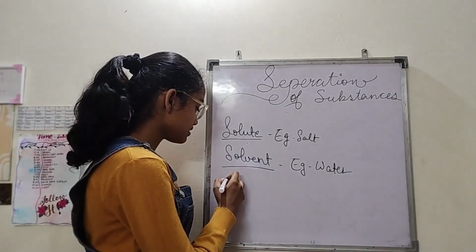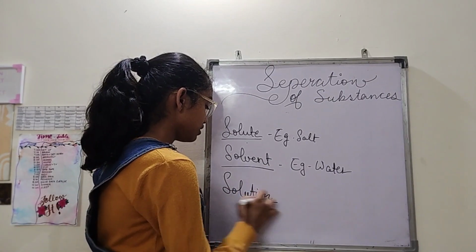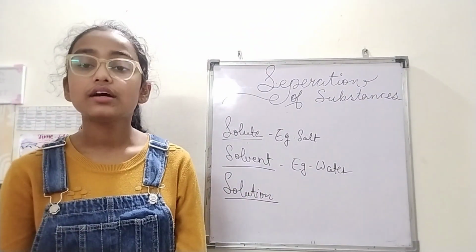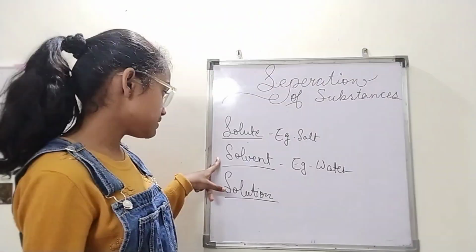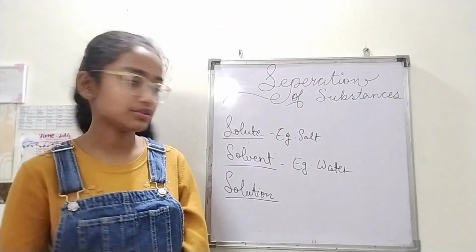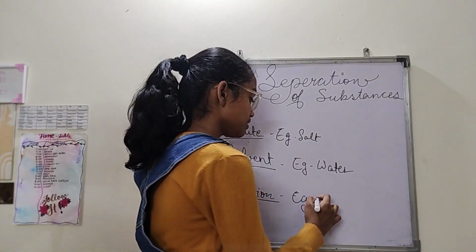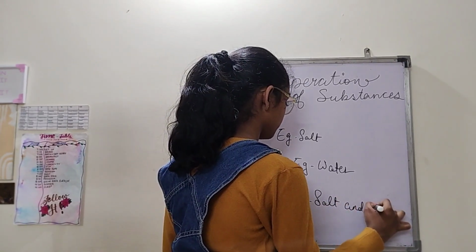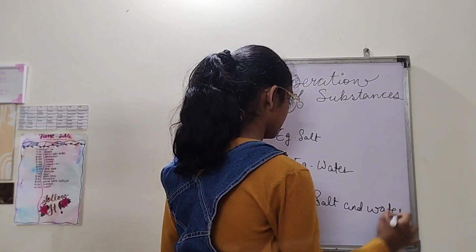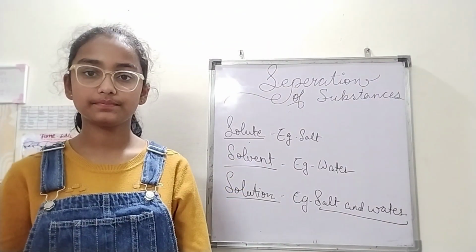The third is solution. The result that we get by mixing these two is known as solution. For example, salt and water. The mixture of these two is known as solution.